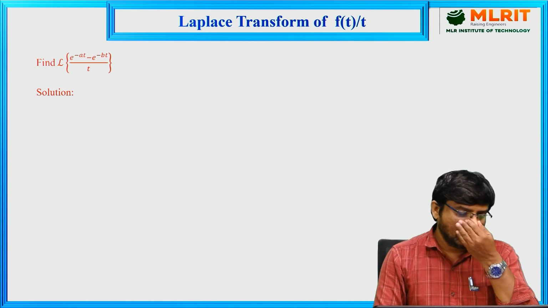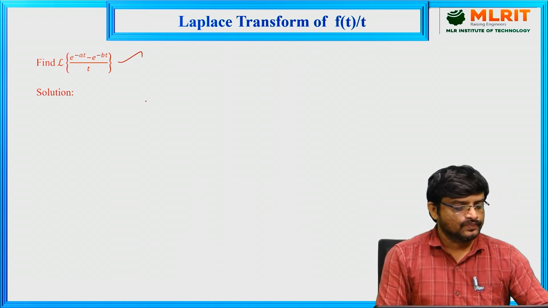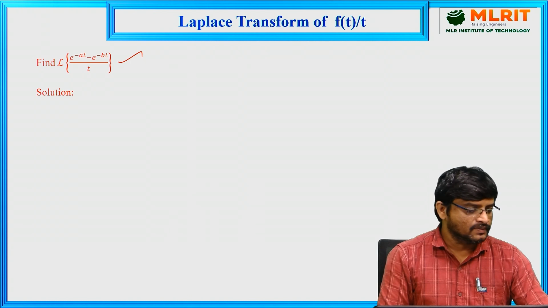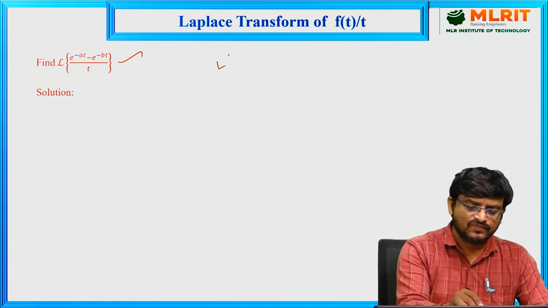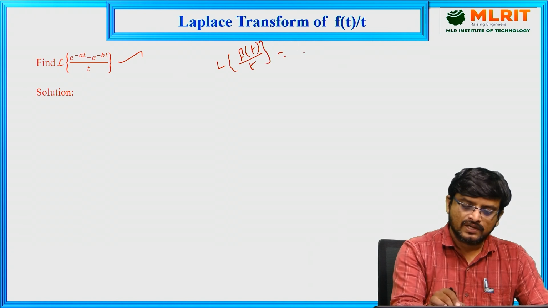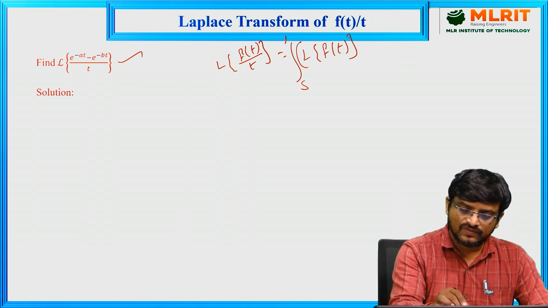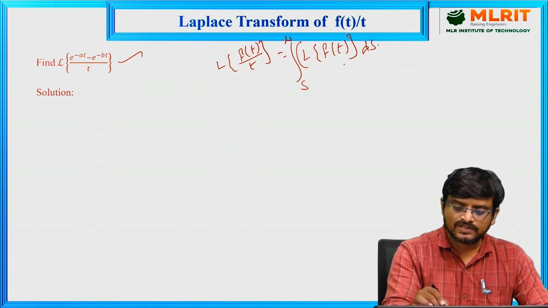Similarly, let us take one more example. E power minus at minus e power minus bt by t. This is of the form Laplace transform of f of t by t. And here also you find out the Laplace transform of f of t and then apply the integral s to infinity with respect to s.